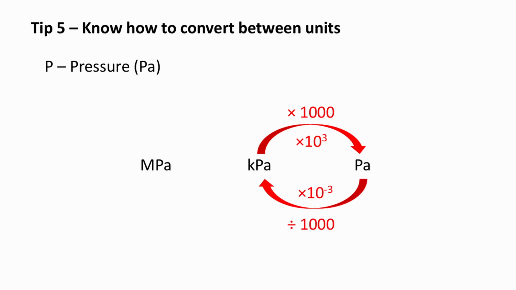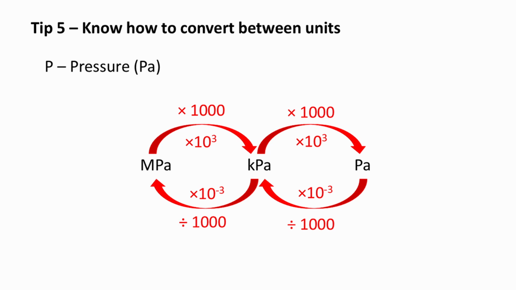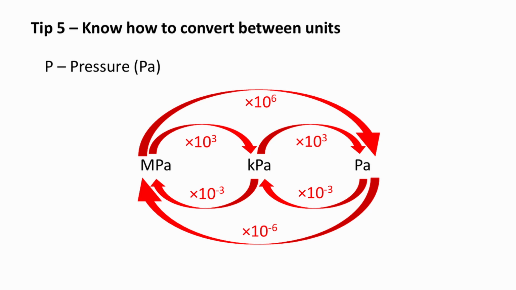To convert from pascals to kilopascals, divide by 1000. This is the same as times 10 to the minus 3. There are 1000 kilopascals in a megapascal. This gives the conversion factors shown here. And if you need to convert between megapascals and pascals in one step, we can use times 10 to the 6 and times 10 to the minus 6.